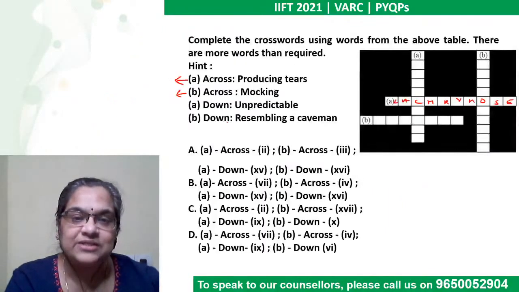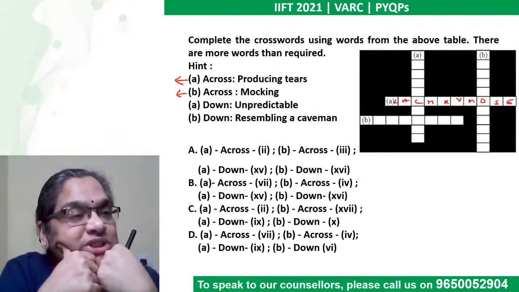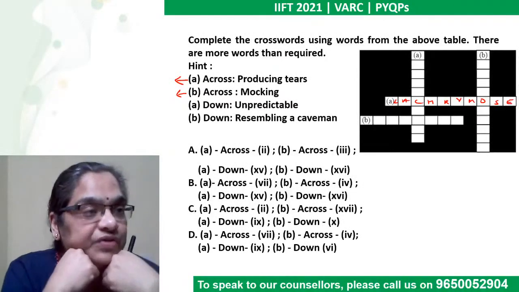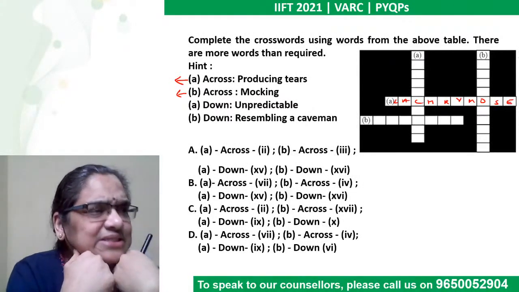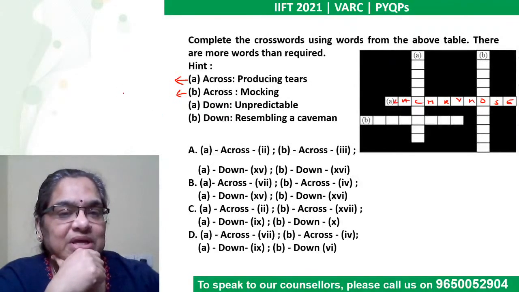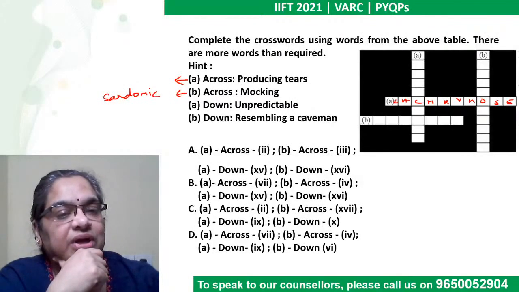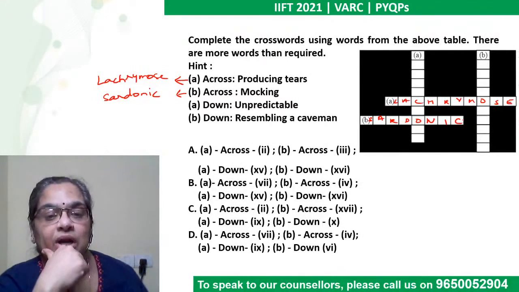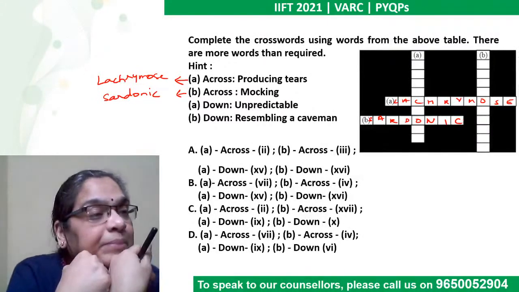All right. Next one. Mocking. What's the word we wanted? It's a tone word in RC. What's the word we want? Mocking, disdainful. Good, Shivam. Sardonic. Okay. Sardonic. This is lachrymose. And next one would be SARDONIC.